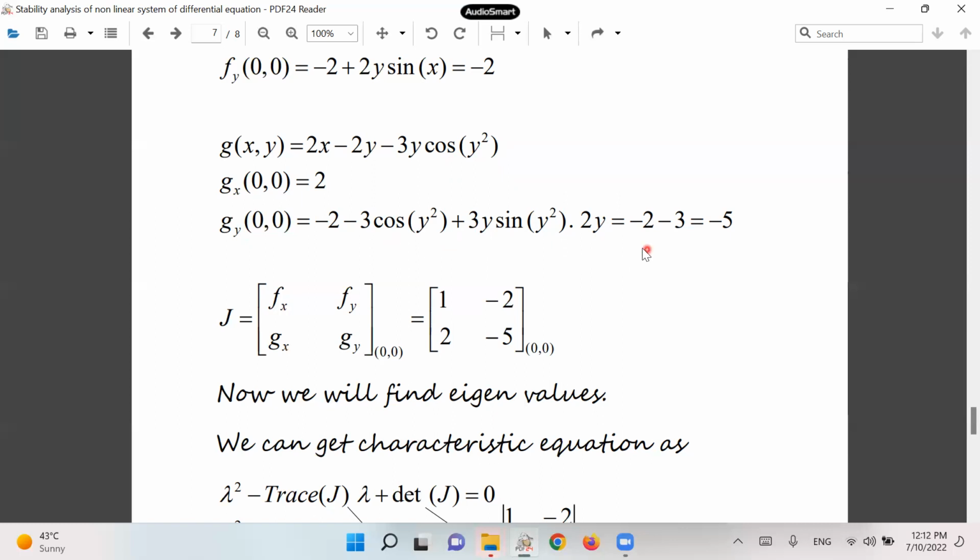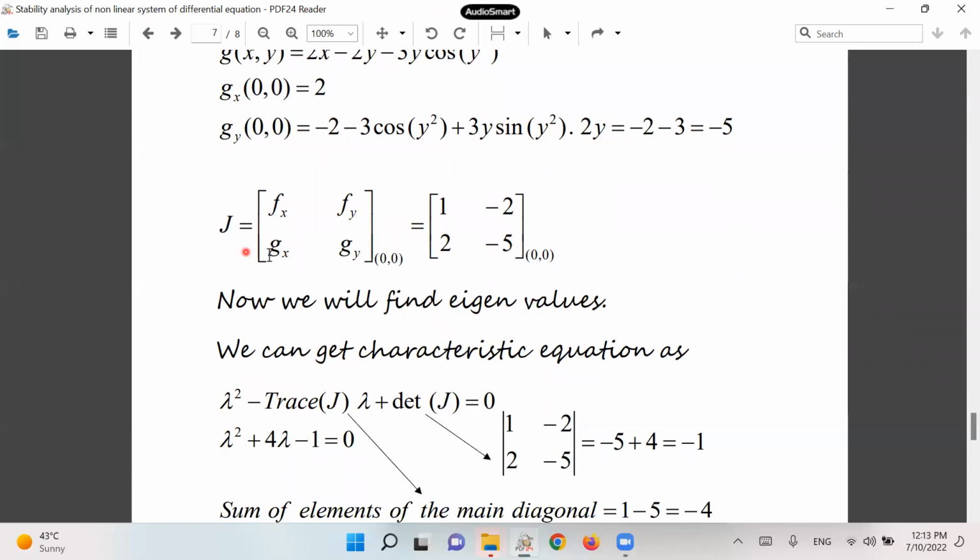So when we simplify them and substitute the value of x as 0 and y as also 0, it becomes minus 2 same, but this term becomes cos of 0. Cos 0 is 1. So 1 multiplied by minus 3 will be minus 3. So we get here minus 3. But this term y is also 0, sine 0 is also 0. So all this term becomes 0, and this also will be 0. And the answer will be minus 2 minus 3, which equals minus 5.